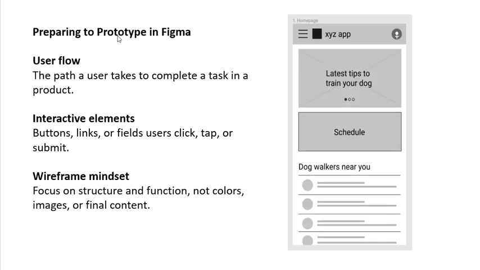And preparing the prototype in Figma: user flows are the path the user takes to complete a task in the product, and the interactive elements are buttons, links, and fields the user clicks, such as tabs or submit. The wireframe mindset is to focus on the structure and function, and not on colors, images, or final content.